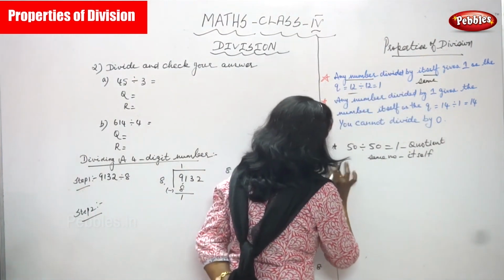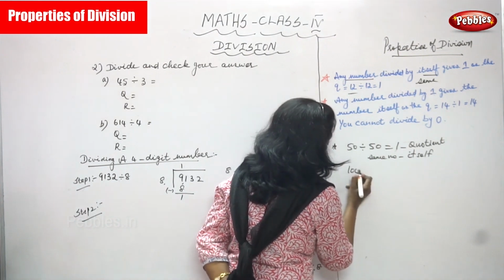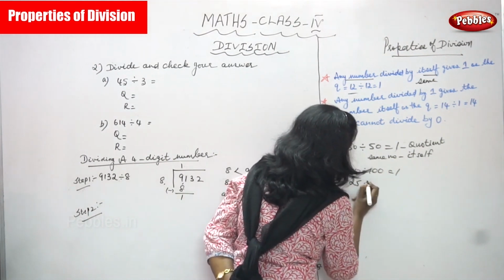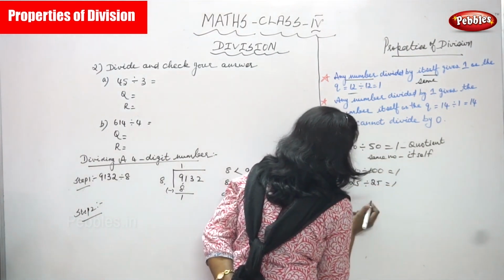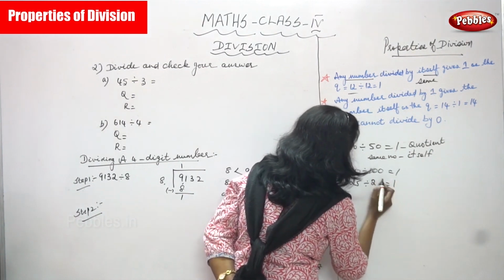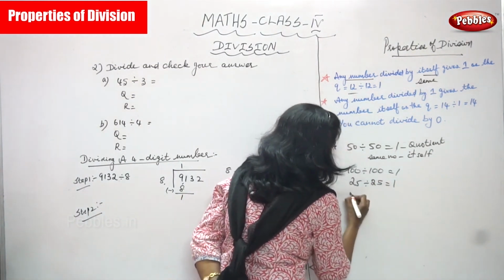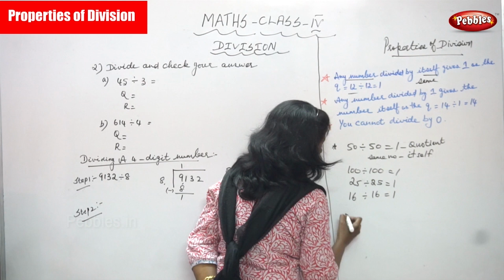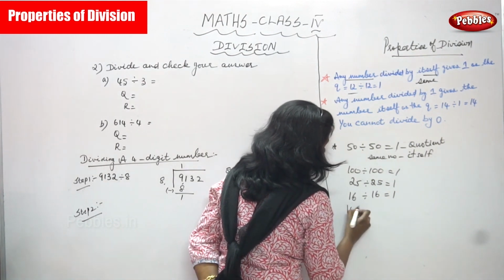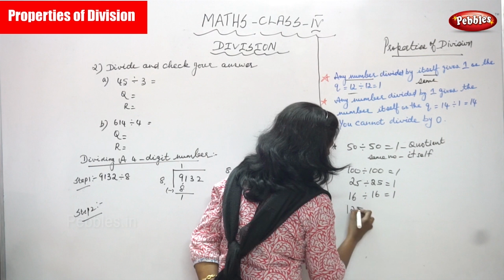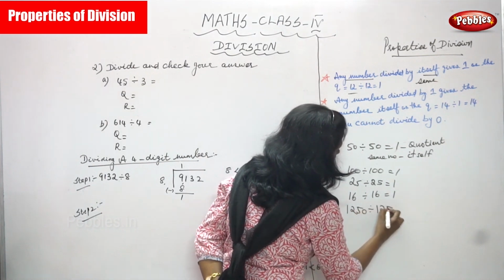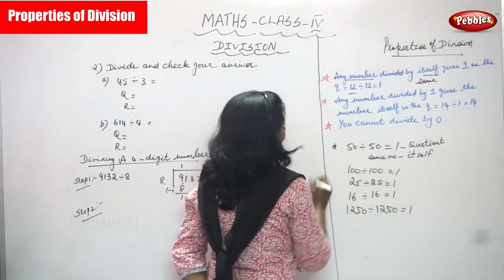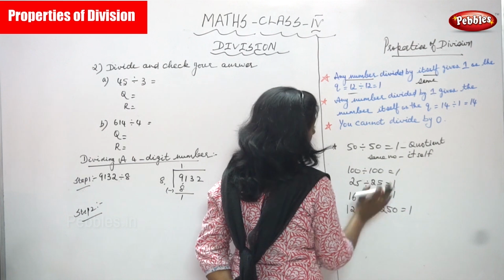Next, for example, 100 divided by 100, you get 1 as a quotient. 25 divided by 25, you get 1. 16 divided by 16, you get 1. Another example: 1250 divided by 1250, you get 1. So these are the examples for the first property.